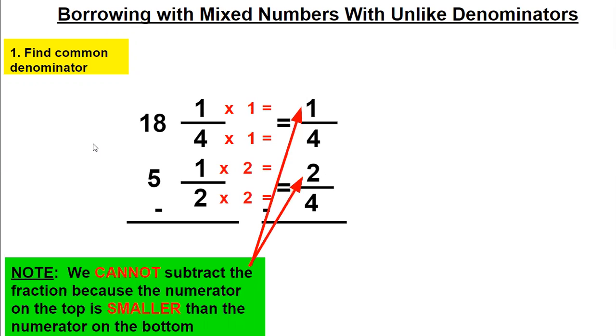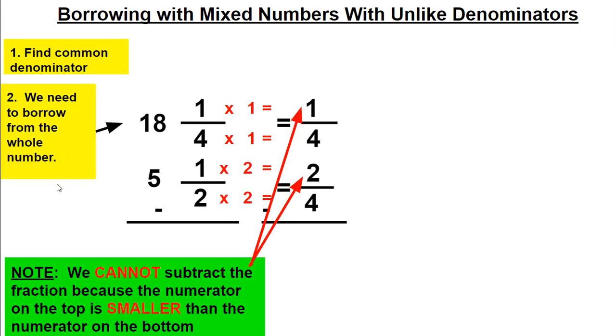No, we cannot subtract the fraction because the numerator on the top is smaller than the numerator on the bottom. So we have to borrow. So here we go. We need to borrow from the whole number. We have an 18, so we're going to borrow 1. So we're going to cross that off and make that 17. We're going to take the 1 that we borrowed and bring it over to the fraction side.